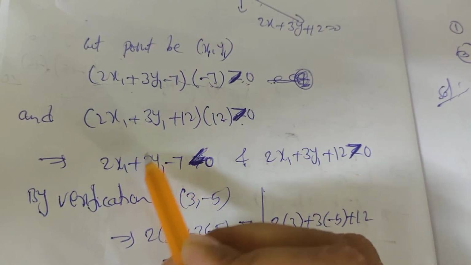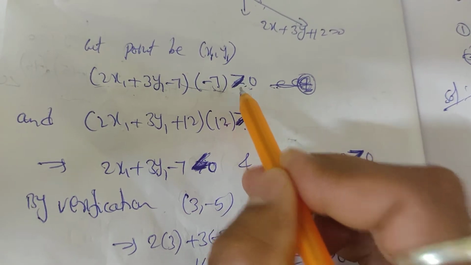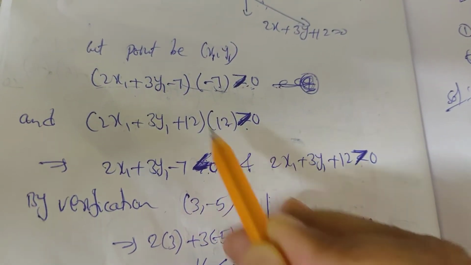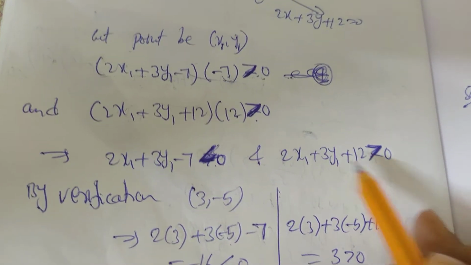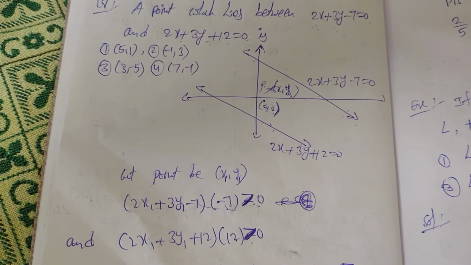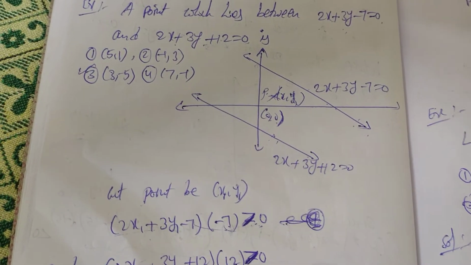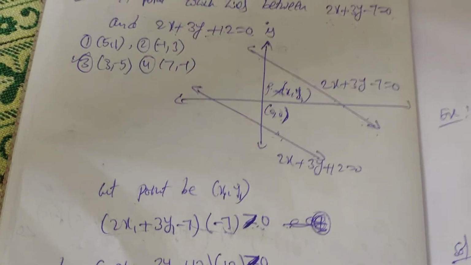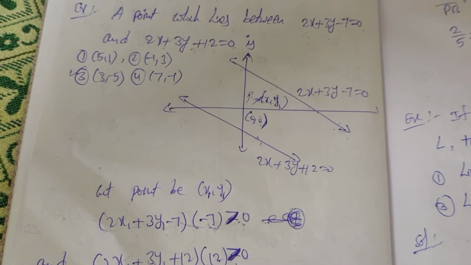So now 2x plus 3y minus 7 is negative, because it is greater than 0, so it gives less than 0. And 2x1 plus 3y plus 12, if 12 is transposed to this side, it is never affected. So 2x1 plus 3y plus 12 is greater than 0 only. Now for verification, I already verified all the given options, and I got the third option. Verifying the remaining 3 options takes time, so I am not explaining it here.